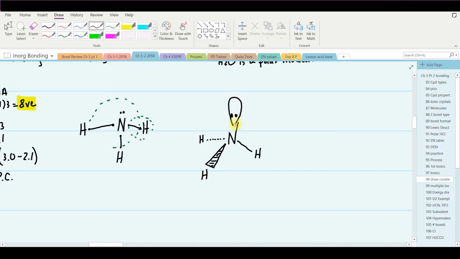So there are actually 4 electron clouds. Those 4 electron clouds try and get as far apart as they can from each other in 3-dimensional space. And the bond angle for that is about 107 degrees. They're all about 107, at least the nitrogen-hydrogen bond angles are. Let's take a look at the model, and then we'll come back and look at this some more.